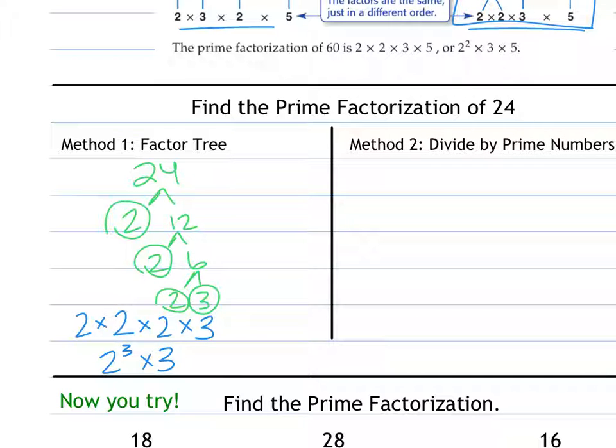Both of these are the same. So that's the first method, the factor tree. The other one is dividing by prime numbers. So we take 24, and I'm going to write it a little differently here. I can divide this by a prime number of 2, so I'm going to write that on the outside.